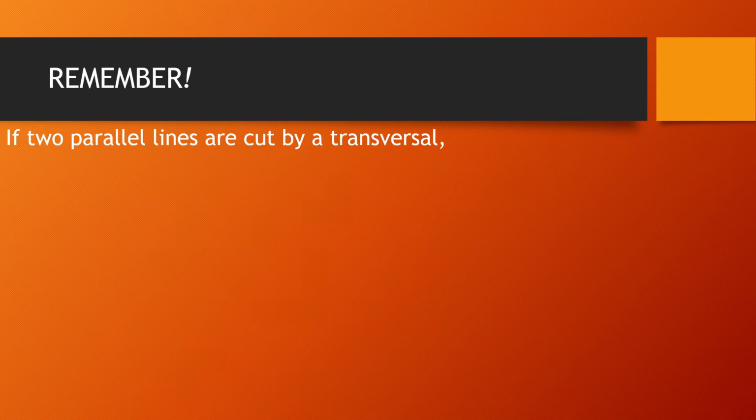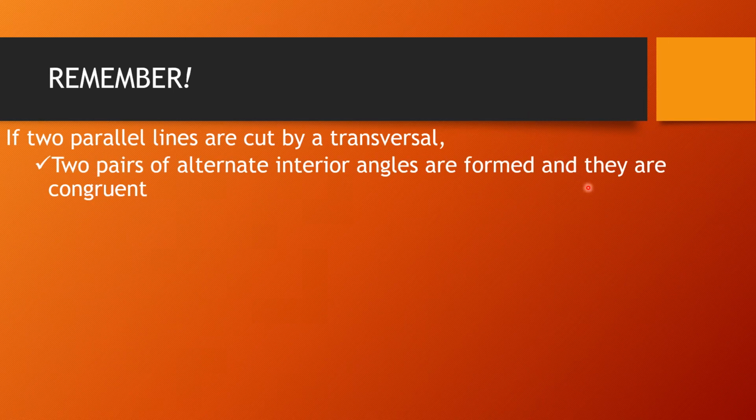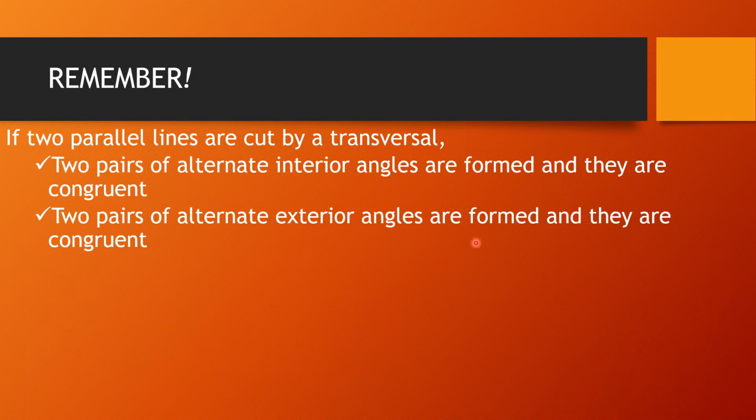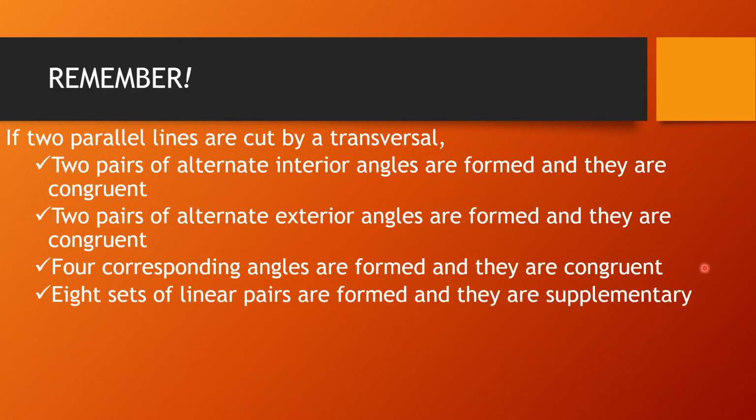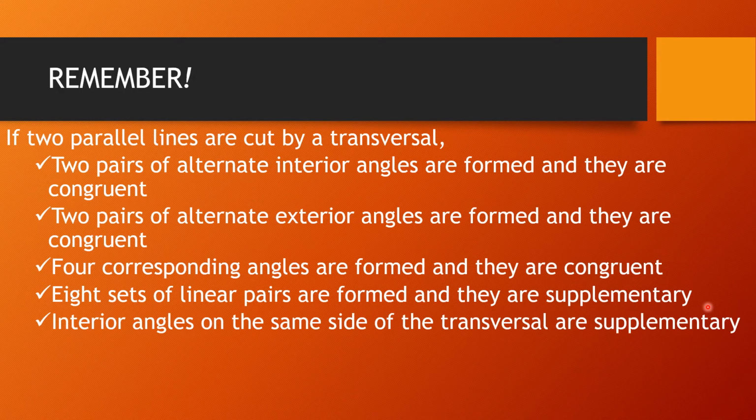Remember, if two parallel lines are cut by a transversal, two pairs of alternate interior angles are formed and they are congruent. Another, two pairs of alternate exterior angles are formed that are also congruent. And we can also form four corresponding angles and they are congruent. Eight sets of linear pairs and they are supplementary.